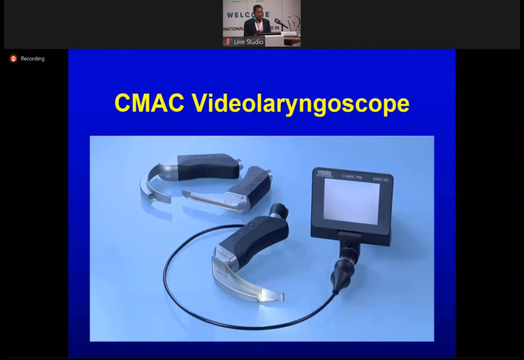I just want to introduce this, it's been talked about, the C-MAC video laryngoscope. That's the preferred laryngoscope in our ED. It's a wonderful laryngoscope. We like it because the blades are similar to what we use already, Macintosh blades or Miller blades, and you can see it on the screen. So a mentor or supervisor can see actually how the tube is going in. You don't have to stand behind the shoulder. You can see it on the image on the monitor.